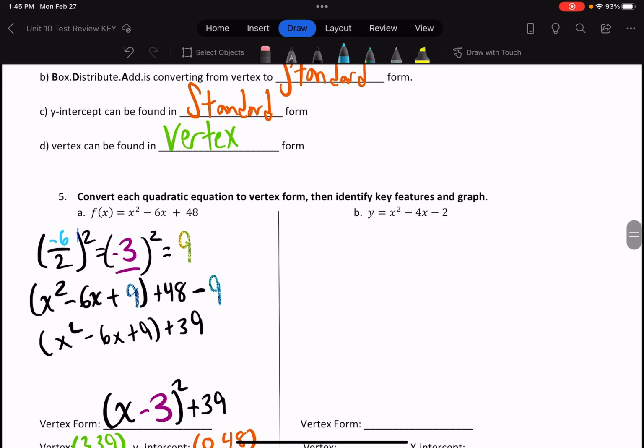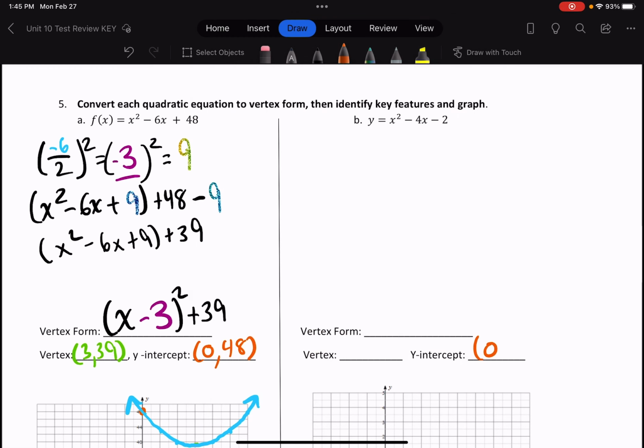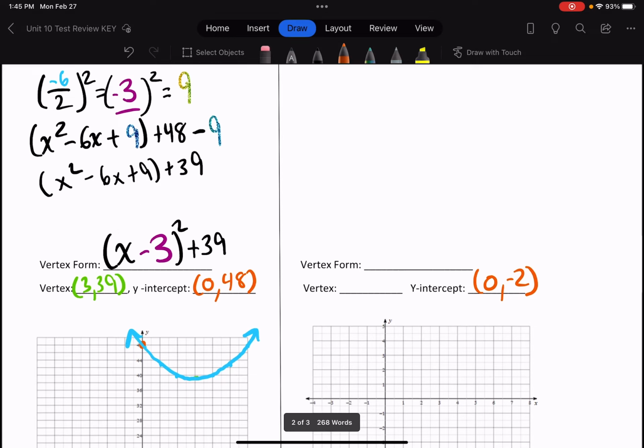It says y equals x squared minus 4x minus 2. So this one should look a little bit more normal. We've got our y-intercept from standard form is 0, negative 2. So we can go ahead and graph that point.